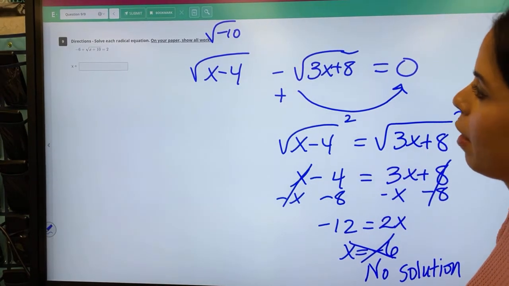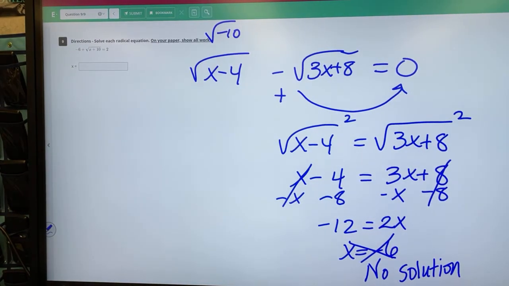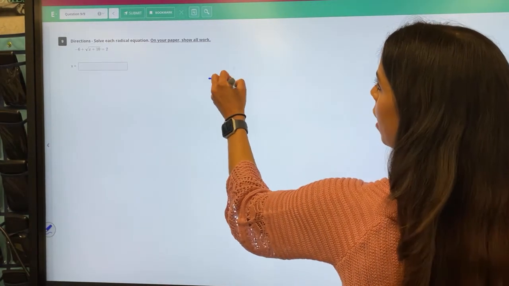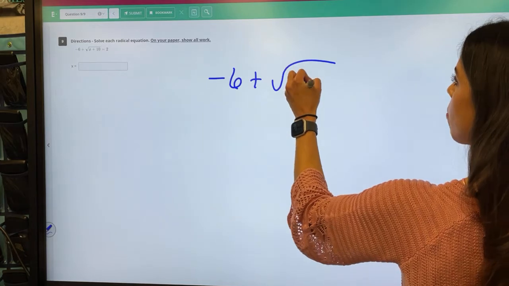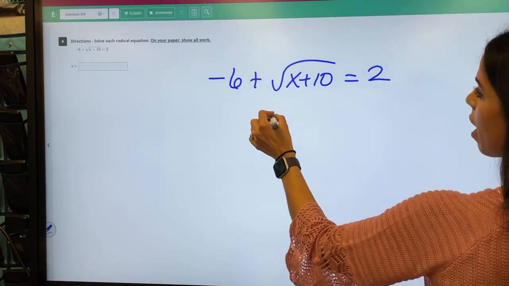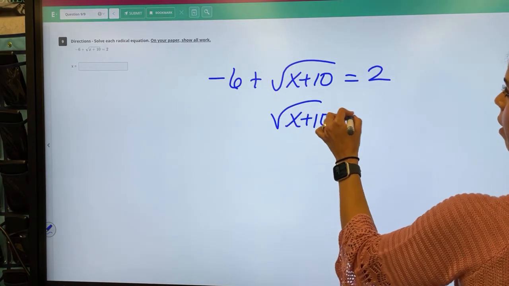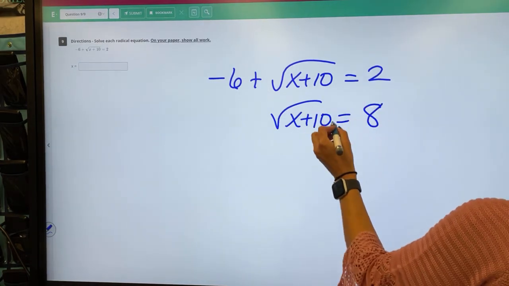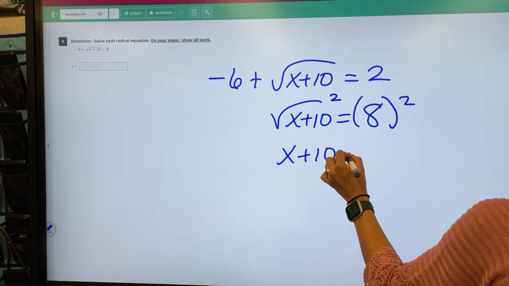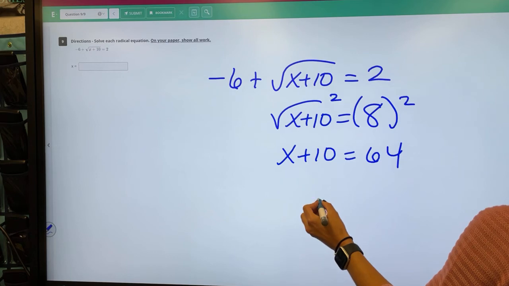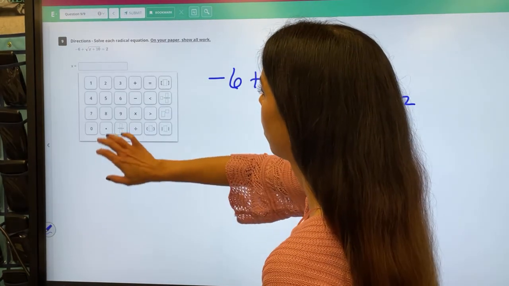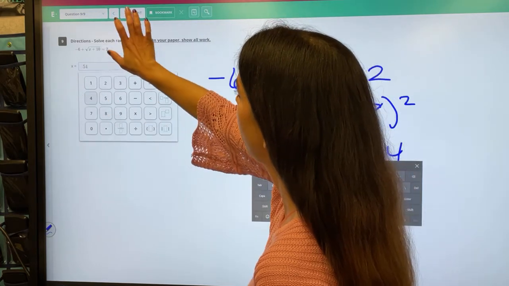All right, and then number 9. We have negative 6 plus the square root of x plus 10 equals 2. Add 6 to both sides, so we'll get the square root of x plus 10 equals 2 plus 6 is 8. We got to square both sides. Poof, x plus 10 gets to come out. You get 64. Subtract the 10 and x equals 54. And submit.